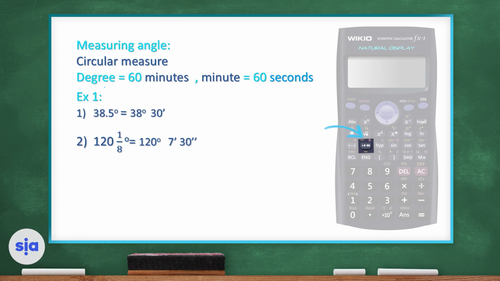If you go to question 2, 120 and 1/8 degrees, you write a mixed number, 120 and 1 over 8, you press equal, then you press the degrees, minutes, and seconds button on the calculator that is there under the square root button. It will appear that it's 120 degrees, 7 minutes, and 30 seconds.